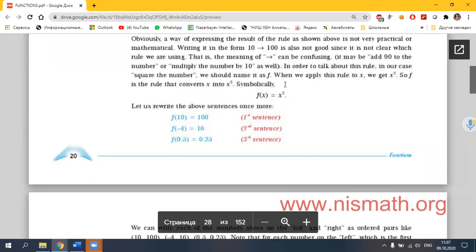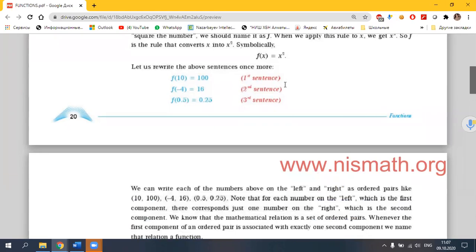When we apply this rule to x, we get x squared. So f is the rule that converts x into x squared. Symbolically, we write f of x equals x squared.